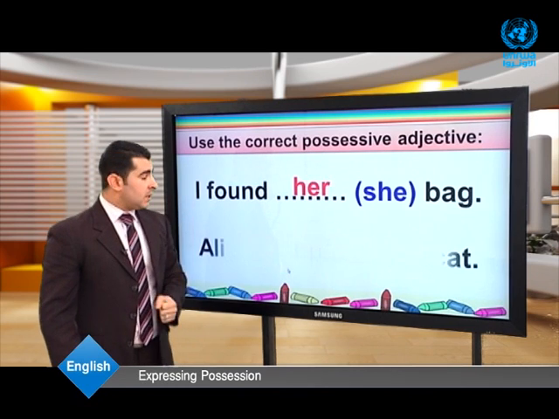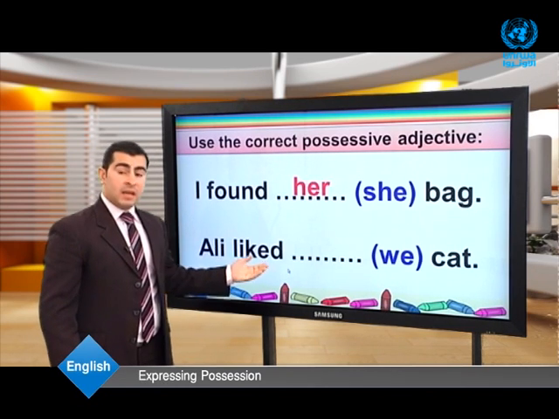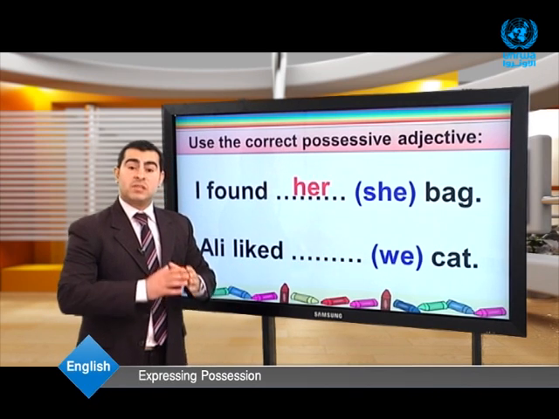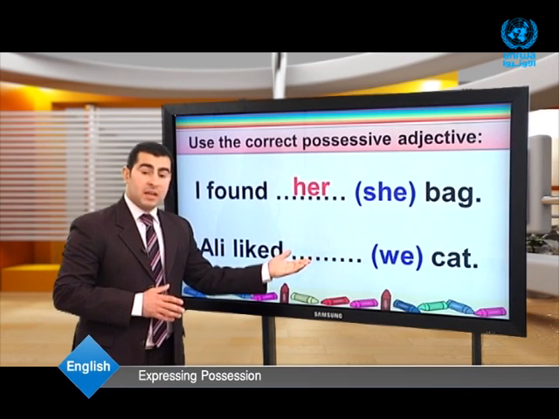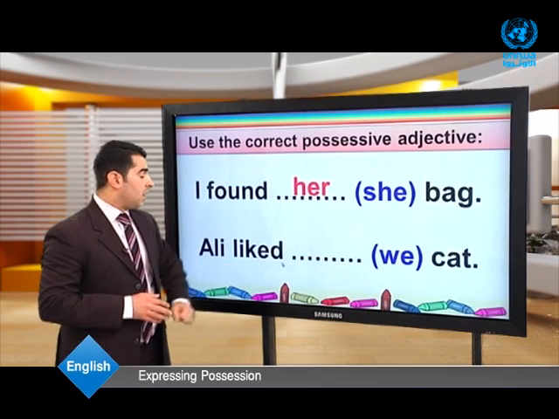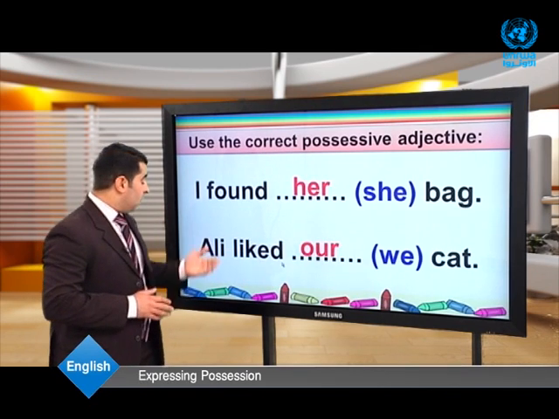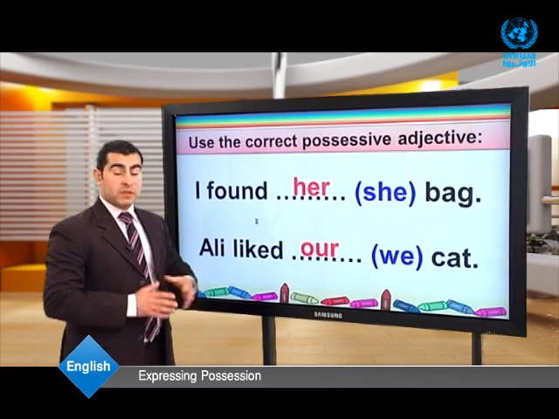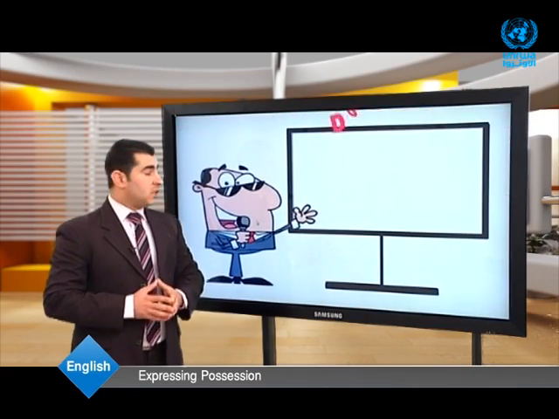The last one, dear students. Ali liked blank cat. Here, the subject pronoun is we. And we can be, excellent, our. So, Ali liked our cat. Thank you very much. And now, dear students, let's go for another activity.